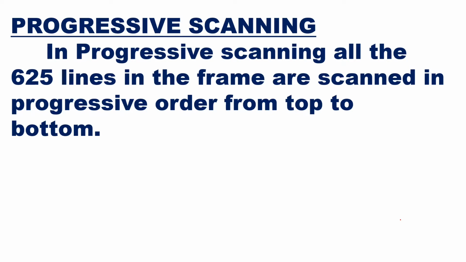Now, there are two types of scanning. One is called progressive scanning, and because we have a problem arising in progressive scanning, that is flicker, we go to interlaced scanning. Progressive scanning is simple. All the 625 lines in the frame are scanned in progressive order from top to bottom. Say this is a picture, this is the raster or frame of the picture.